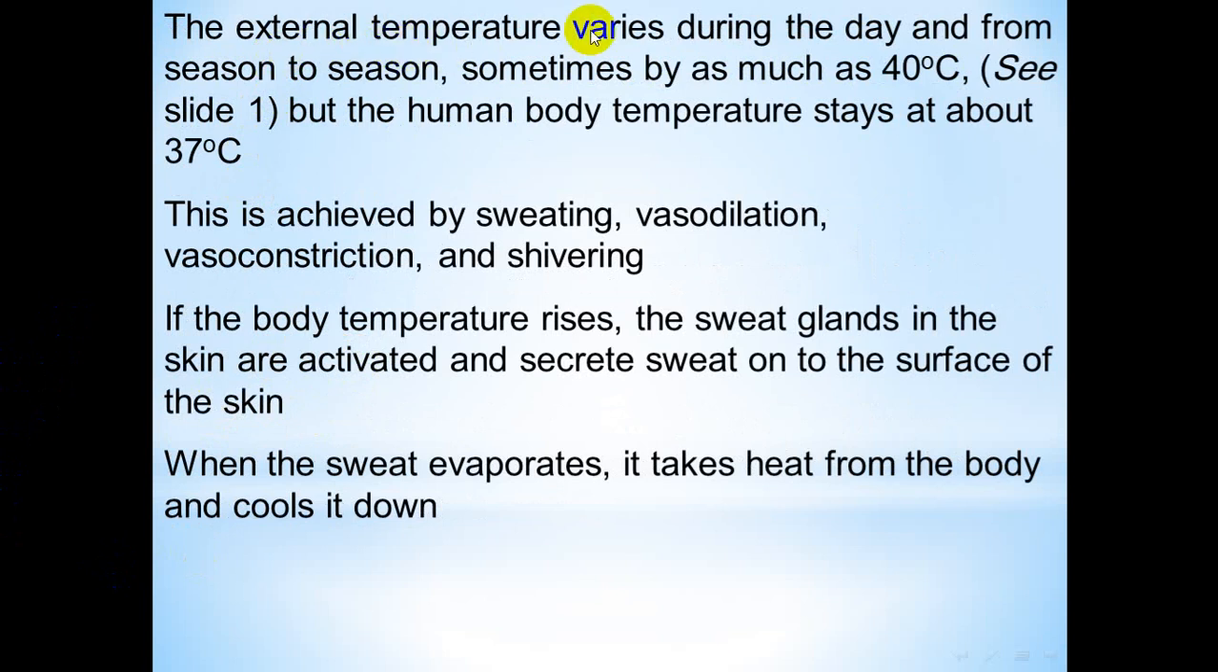The external temperature varies during the day and from season to season, sometimes by as much as 40 Celsius, but the human body temperature stays at about 37 degrees. This is achieved by sweating, vasodilation, vasoconstriction, and shivering. هذه العوامل: التعرق، vasodilation، vasoconstriction، والشيفرينج راح تحافظ لنا على التمبريتشر بال 37.